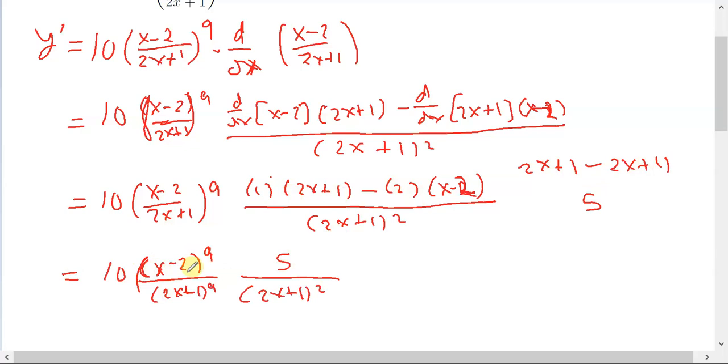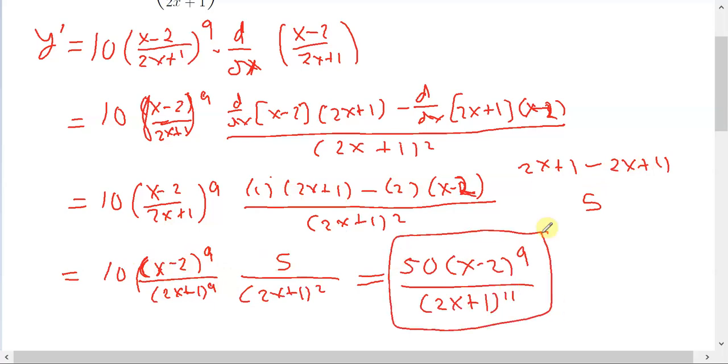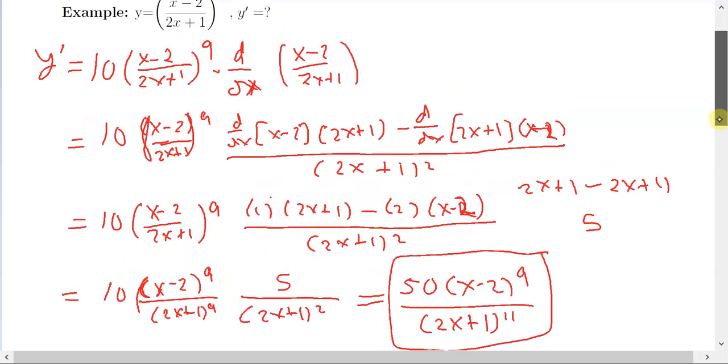So I'm going to move my factors around, collect things together. For example, the 5 and the 10 multiplied together, that's 50. I've got my x minus 2 to the 9th. And then down here in the bottom, these two can be combined by adding those exponents, and I'll have 2x plus 1 to the 11th. So that would be my derivative of that composition of functions that we have there.